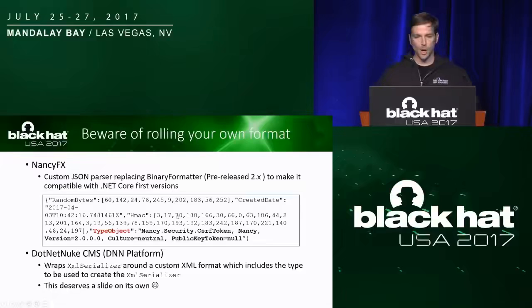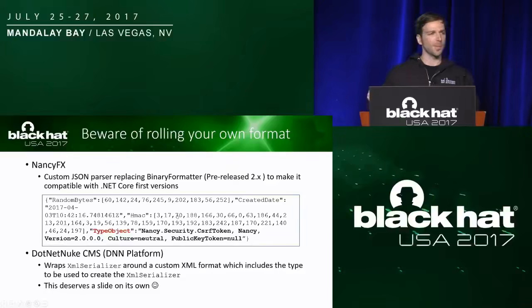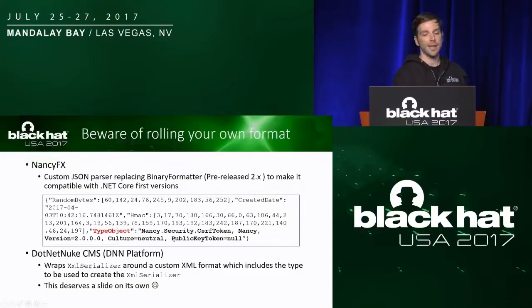Also, beware of rolling your own format. This is like crypto, right? For example, Nancy, the framework that we saw before, decided to move away from BinaryFormatter because BinaryFormatter was not going to be included in the first version of .NET Core. So they implemented their own JSON parser. So what can go wrong? Well, they included this type discriminator, so the attacker can control the type, and they invoke setters. So we were also able to get arbitrary code execution in this pre-released 2.x version. Well, it was released as a beta, but it was not the official version.